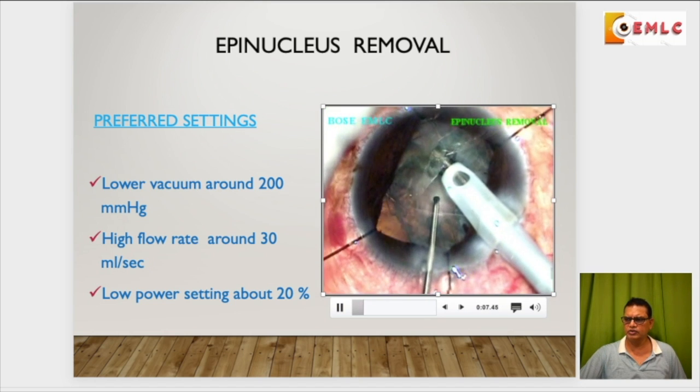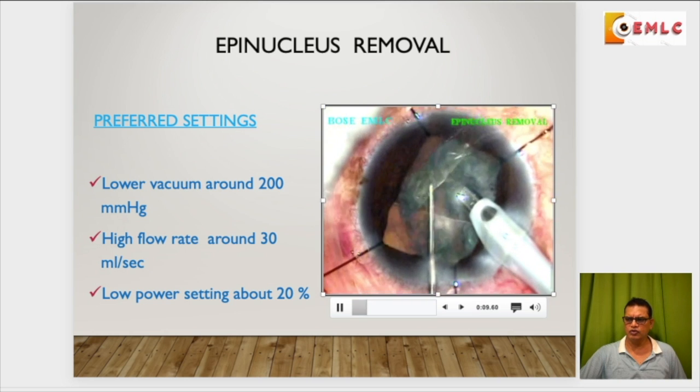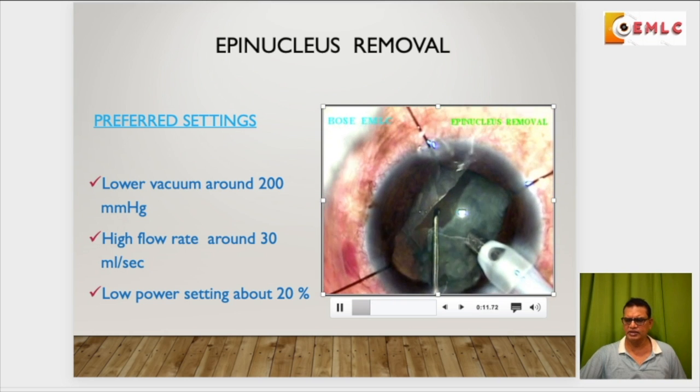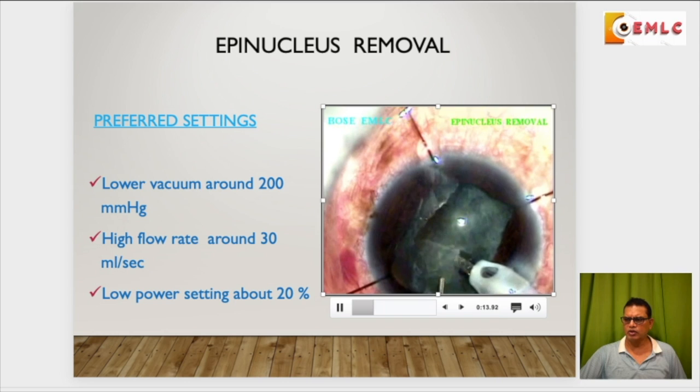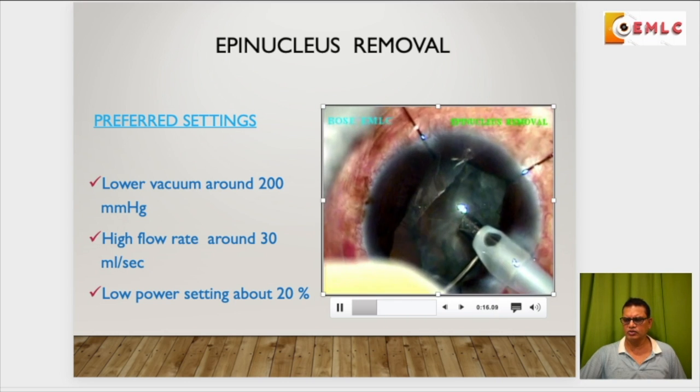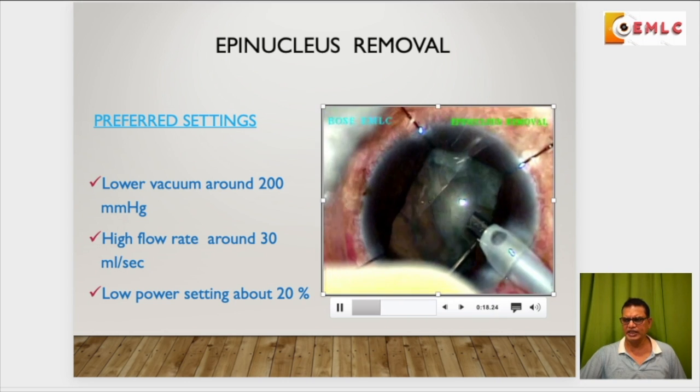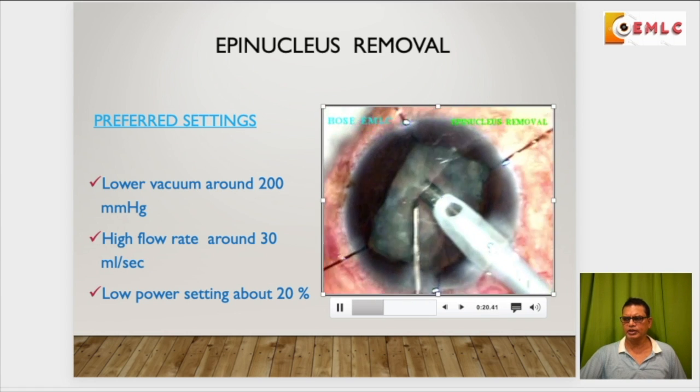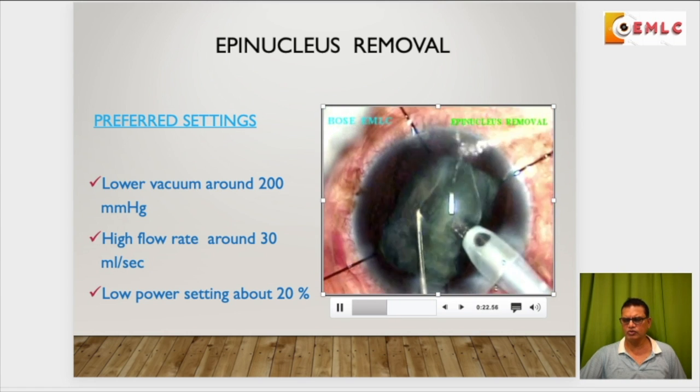For the epinucleus, I use a flow rate of about 30, and power as low as nowadays, I don't even use 20%. I use 8% of power with my newer generation machines. Again, a very old slide.